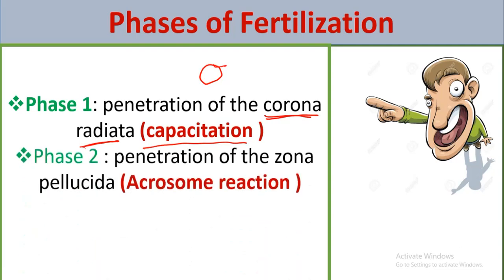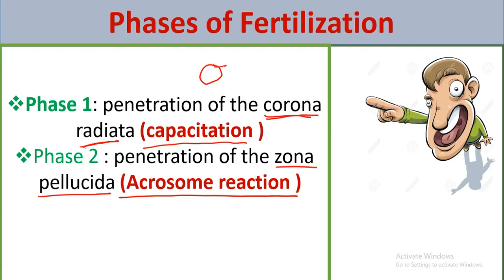Then the next phase is known as the acrosomal reaction. This is where the acrosomal reaction takes place. This acrosomal reaction is making us understand the second phase of fertilization, which is the penetration of the what? The zona pellucida. So for this penetration of the zona pellucida to take place, there is this reaction, which is the acrosomal reaction.